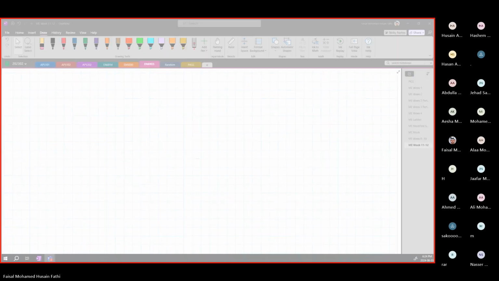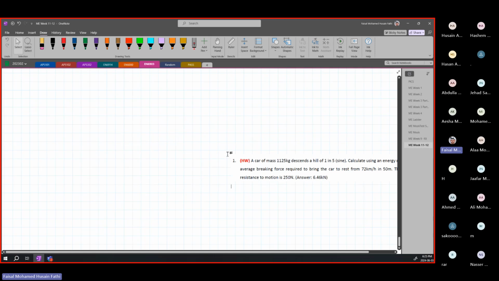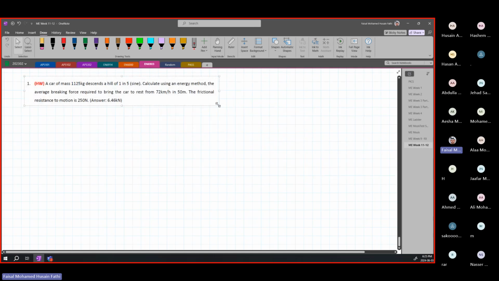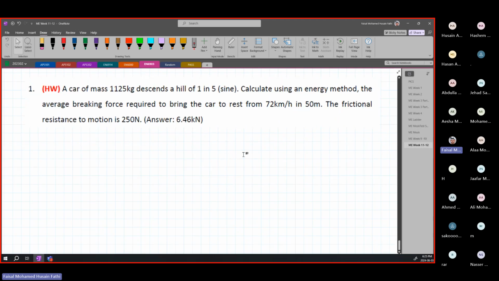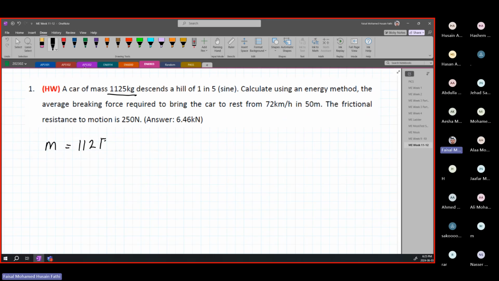So the first question is this. A car of mass 1,125 kilograms. All right, so the mass of the car is 1125 kg. It descends a hill of 1 in 5 sine. Earlier on, we saw 1 in 80 or 80 in 1 or something like that, but there was nothing written after it. In this case, it is written sine.